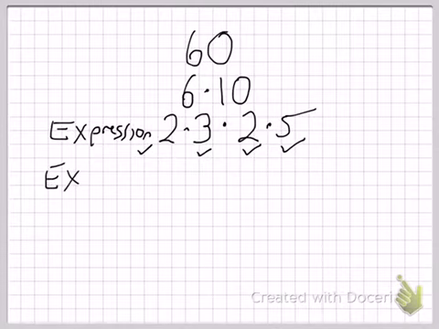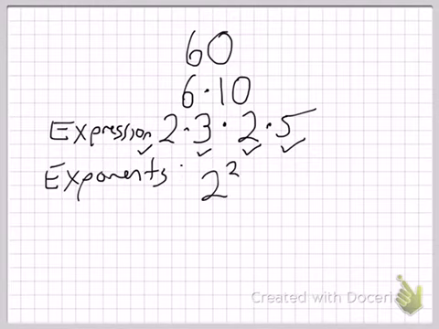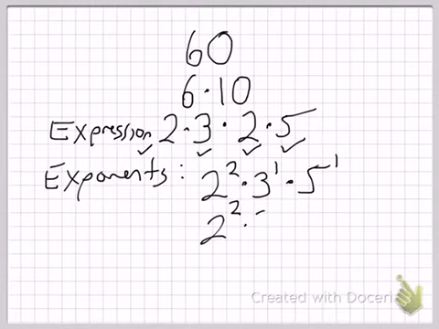And then your expression with exponents. 2 ways that I would accept it. I would accept it with 2 to the power 2 times 3 to the power 1 times 5 to the power 1, or again, those ones are optional, I would accept 2 to the power 2 times 3 times 5.